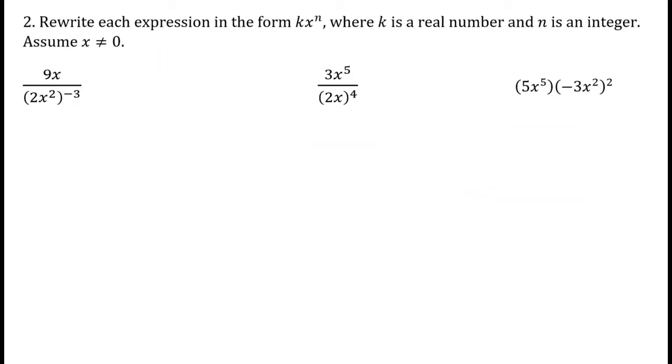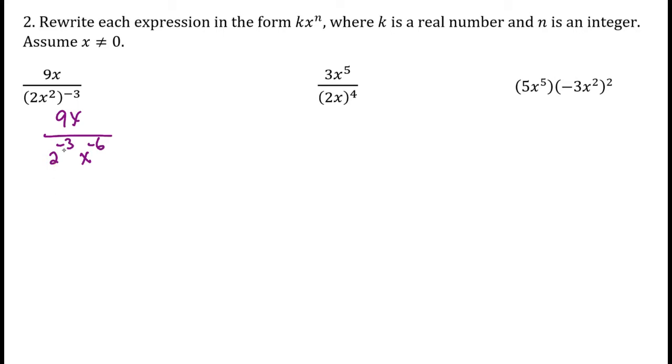Number 2, rewrite each expression in the form kx to the n, where k is a real number, so that's our coefficient, and n is an integer. So I want kx to the n. So let's look at this first one. 9x in the numerator, there's not much I can do there. In the denominator, though, everyone needs to be raised to the negative third power. So 2 to the negative third, x squared to the negative third, a power to a power means multiply.